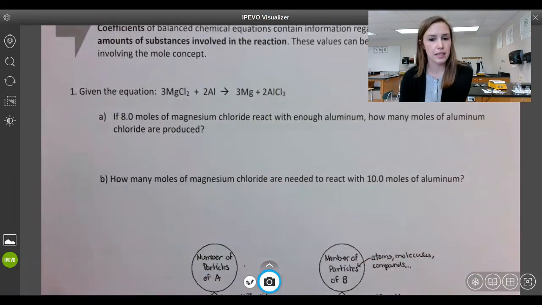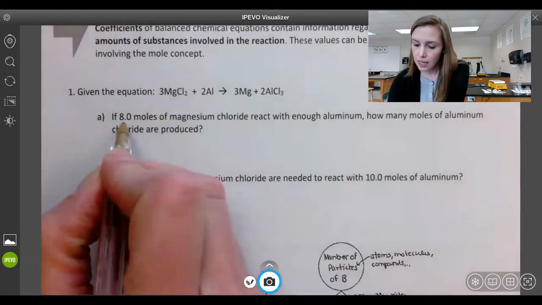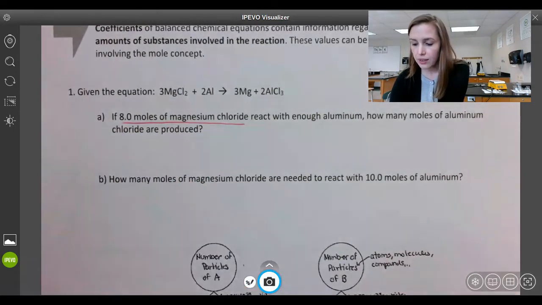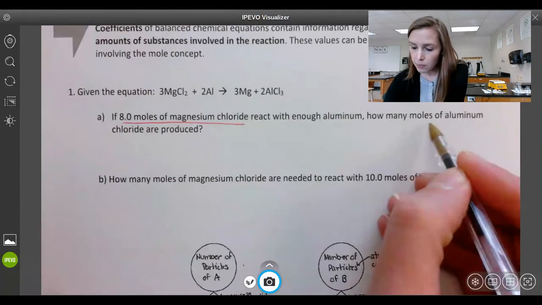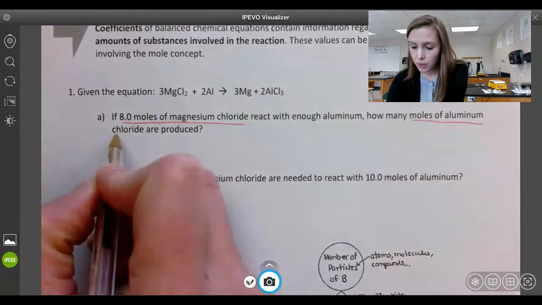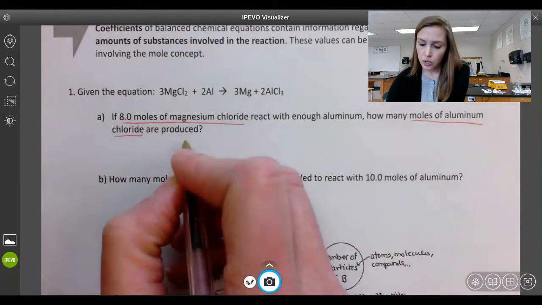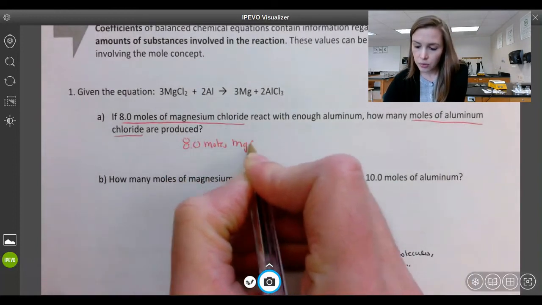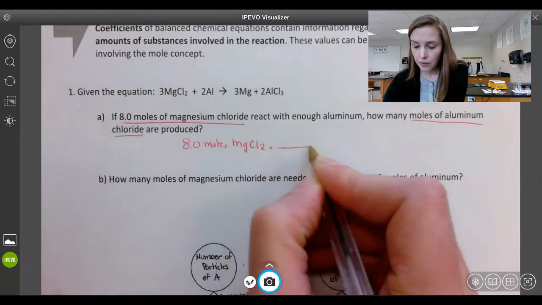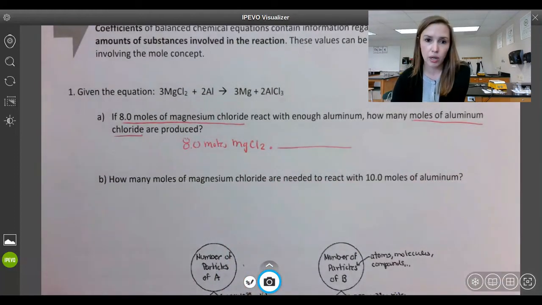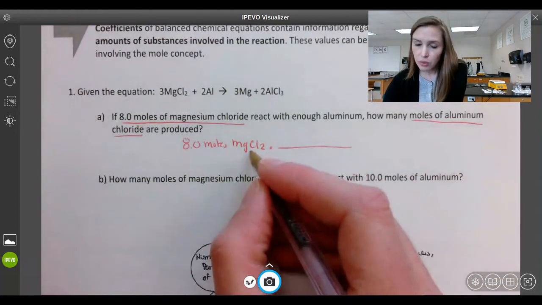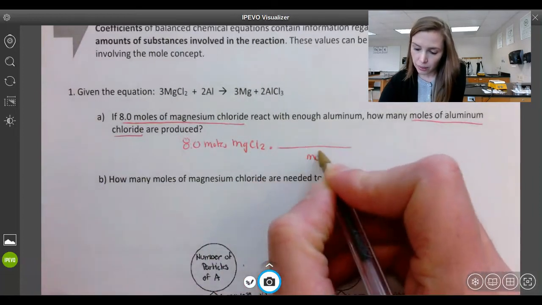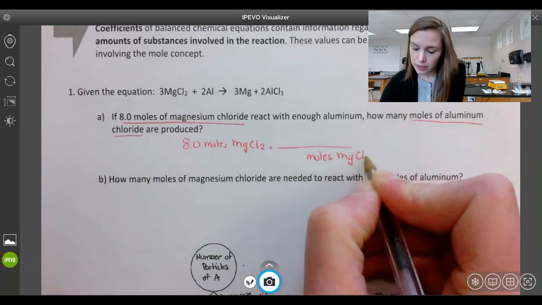So let's look at just some basic calculations with this. So this is saying we have 8 moles of magnesium chloride that react with enough aluminum. How many moles of aluminum chloride are produced? So we're going to start with our given, our 8 moles of MgCl2. And this is where labeling stuff and staying super organized is going to be really important. We have started with moles of magnesium chloride. So I'm going to put my moles of magnesium chloride down here.